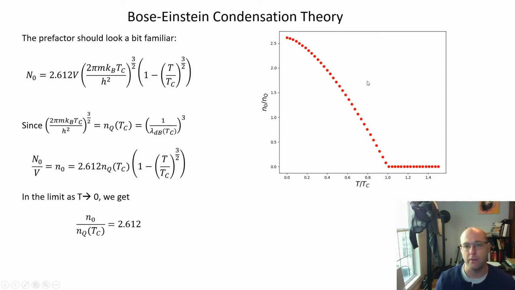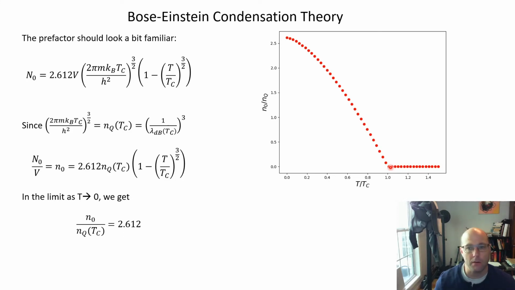But let's look at a plot of this function, which I find really instructive. So this is a plot of n0 over nq as a function of T divided by Tc, right? So I'm basically plotting it versus this variable. Above Tc, the number density in the ground state is 0, right? Again, that's sort of by construction. We're saying if you're at high enough temperature, most of the atoms are in excited states and a negligible fraction are in the ground state.